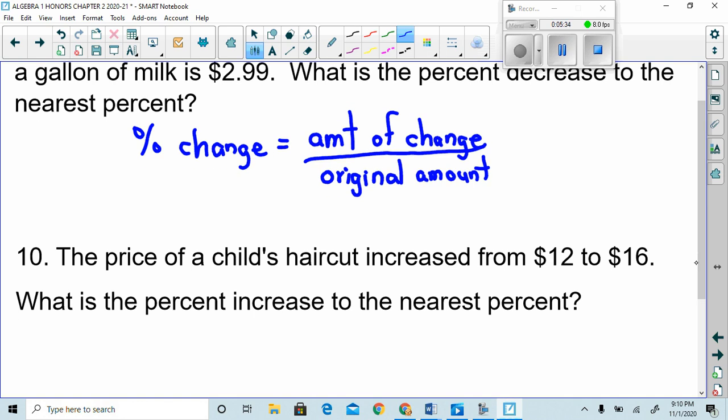Here's a second percent change problem. The price of a child's haircut increased from $12 to $16. What is the percent increase to the nearest percent? Again, try this problem, and in our session today, we'll be sharing the answers.